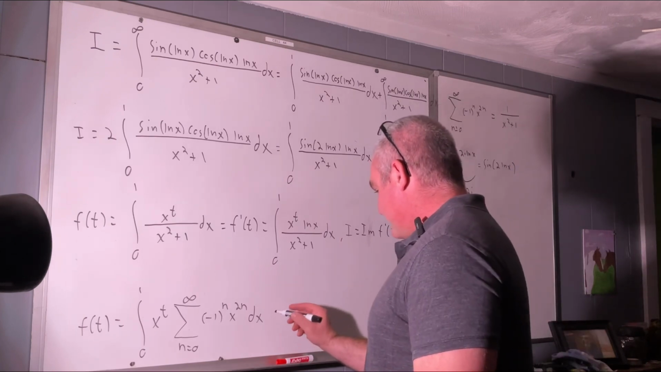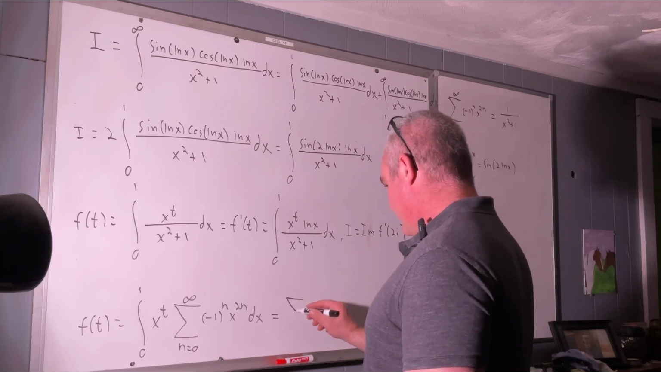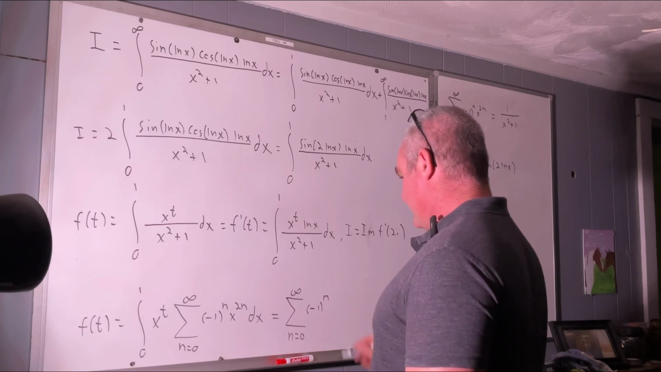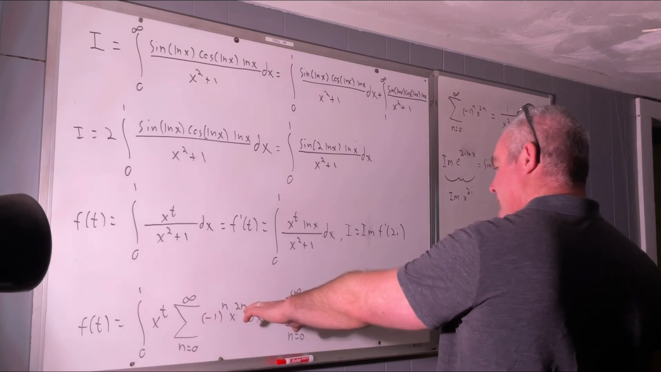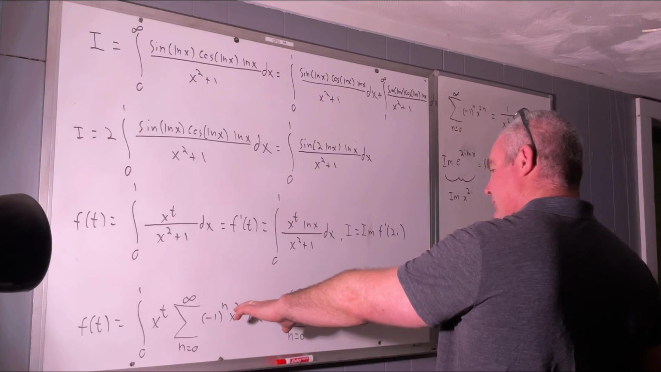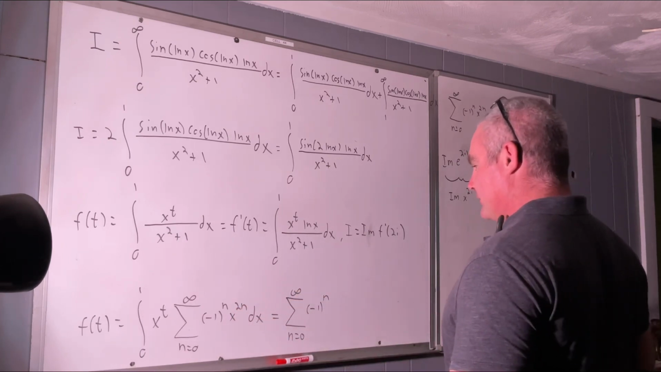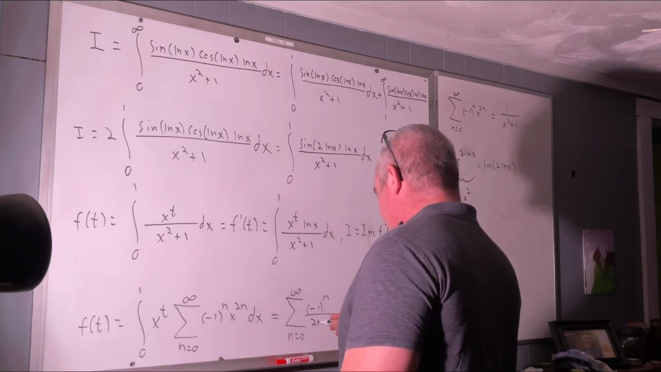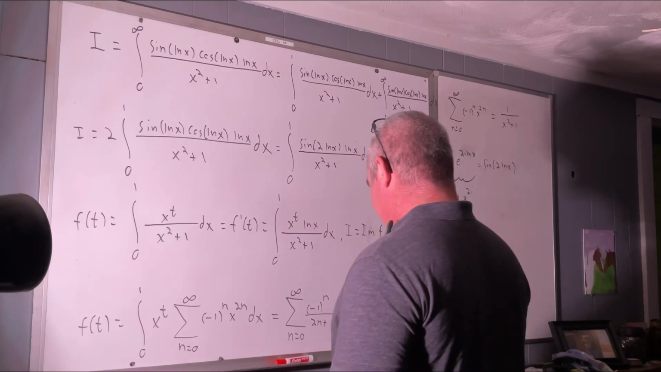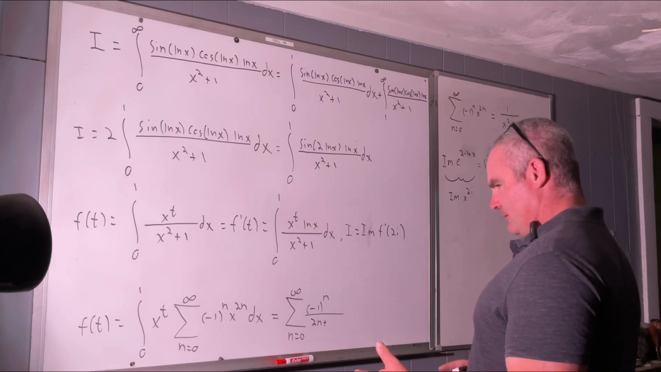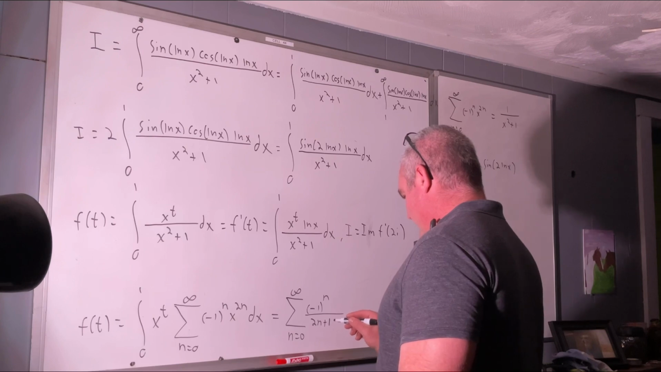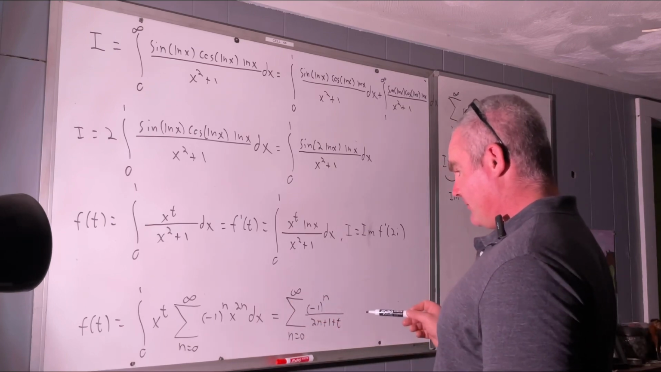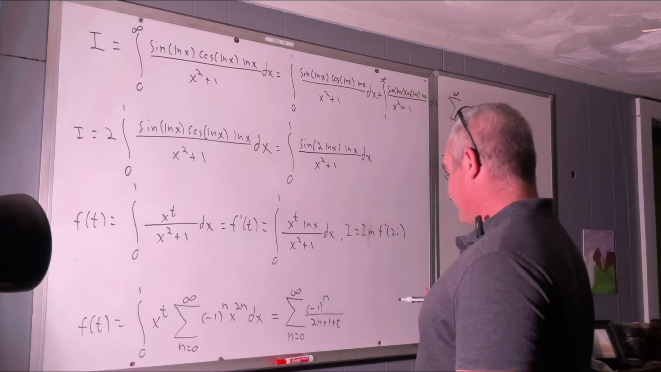Let's see. I'll just do this in my head. That's going to be equal to the sum as n goes from 0 to infinity. Well, the negative 1 to the n would not change. But then we'd have x to the 2n plus t integrated from 0 to 1. So that would be x to the 2n plus t plus 1 over 2n plus t plus 1 evaluated from 0 to 1. Is that right? Yeah. We have x to the 2n plus t plus 1 over 2n plus t plus 1. So at 0, it vanishes, and at 1 we get 1 over 2n plus t plus 1. Yeah, that's right. Okay, so that's correct.